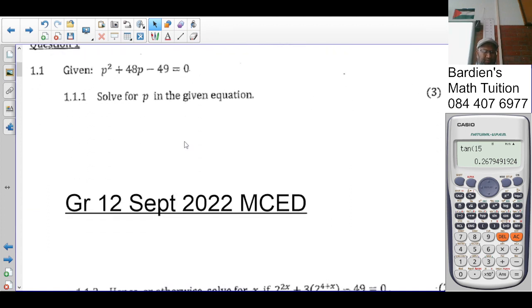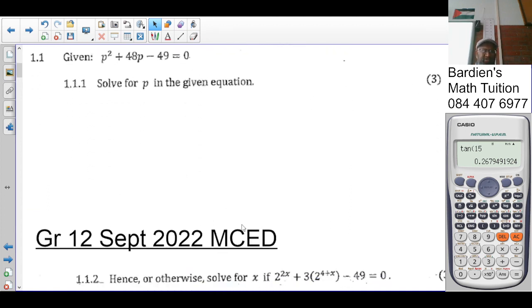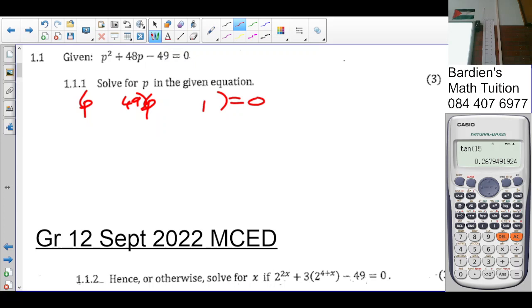In question 1.1, the question says solve for P in the given equation. Okay, that is fairly simple. So this factorizes into (P + 49)(P - 1), plus and minus, not so? Where P works out to be negative 49, or P is equal to 1. Now if you can't factorize, then you use the quadratic formula. The quadratic formula gives you the full mark formula. Okay?